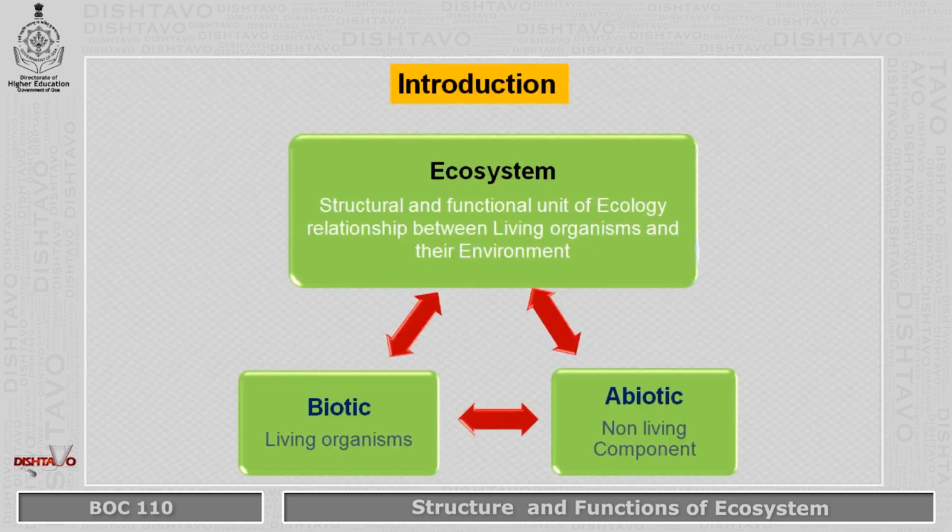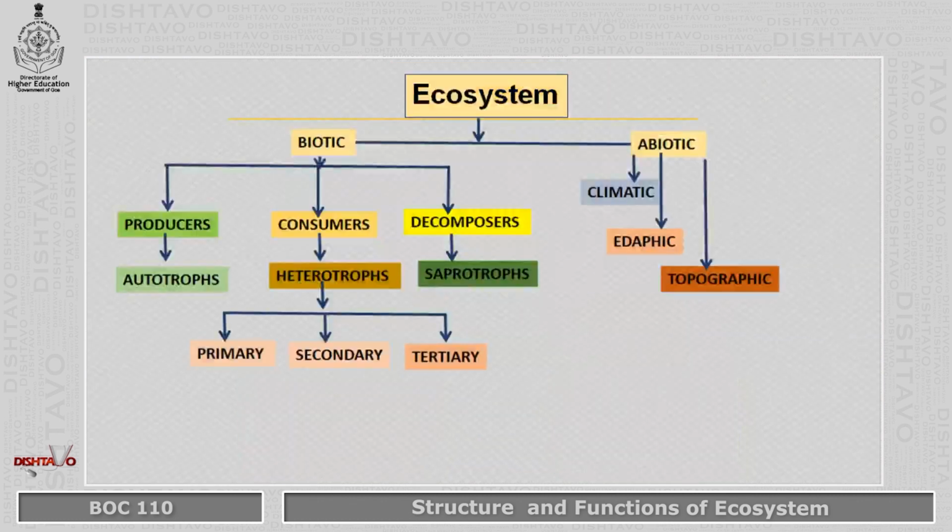Let's see, this is what we have seen in the previous module. An ecosystem is a structural and functional unit of ecology where there is interrelationship between the living organisms and their environment. So we have seen that biotic, that is the living organisms, are in constant interaction with its non-living component, that is biotic and abiotic components.